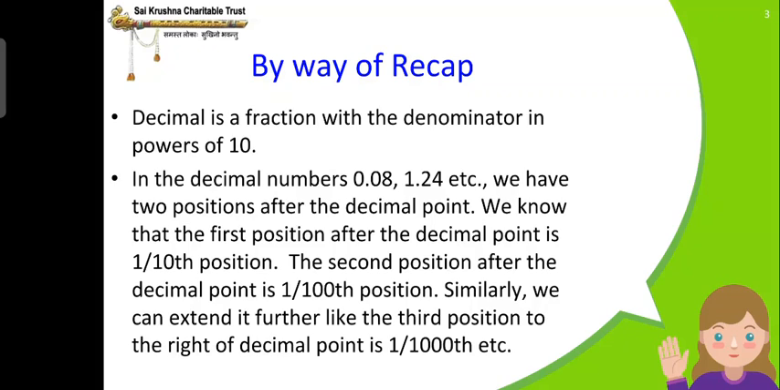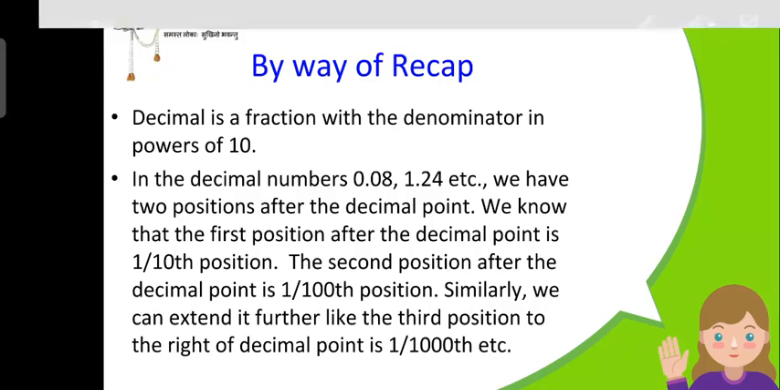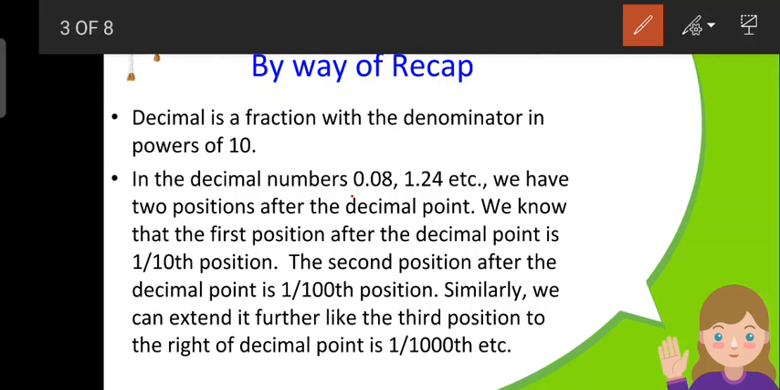Okay. In the decimal numbers 0.08 and 1.24 etc., we have two positions after the decimal point. Yes or no? So, after the decimal point, see here 0.08. After this point, how many numbers do you have? 0 and 8. Two numbers we have, right? And in this second example also, 1.24, we have got 24. That is two positions after the decimal point, right?